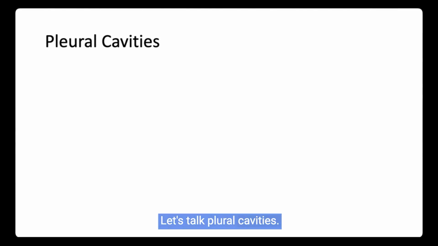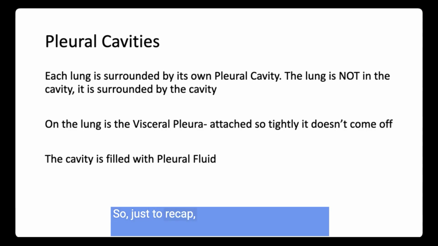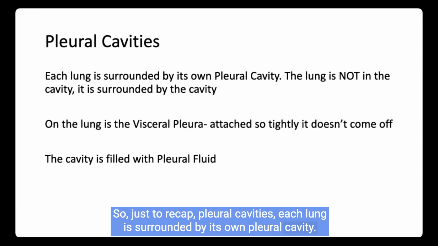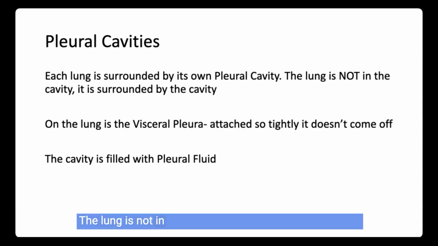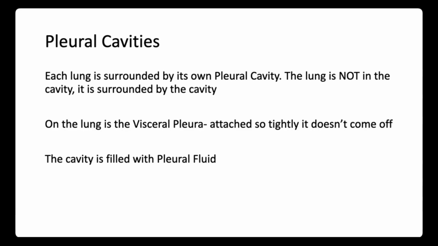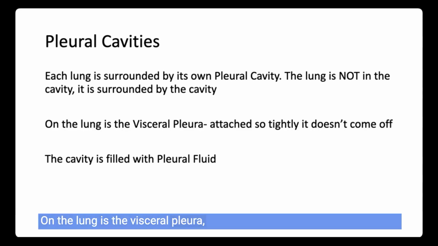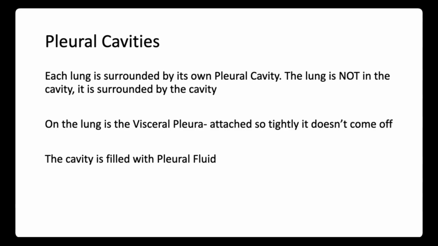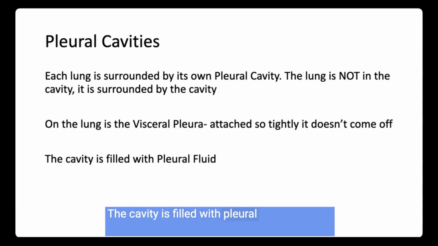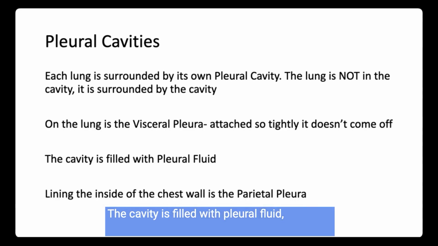Let's talk pleural cavities. So just to recap, each lung is surrounded by its own pleural cavity. The lung is not in the cavity. It's surrounded by the cavity. On the lung is the visceral pleura, attached so tightly it doesn't come off. The cavity is filled with pleural fluid. Lining the inside of the chest wall is the parietal pleura.